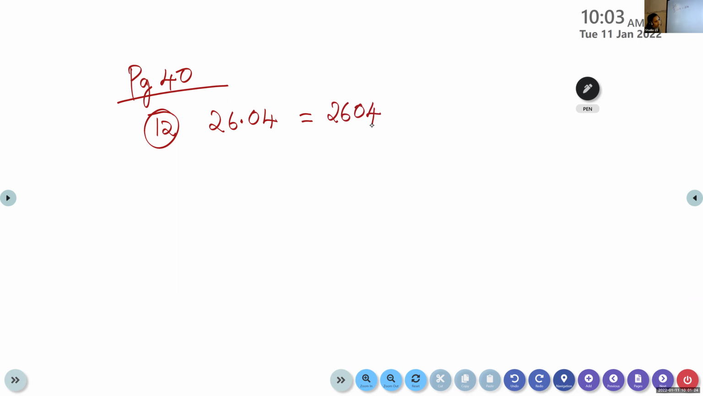So children, here the question. All of you, please take page number 40. Page number 40, we are doing question number 12. Ma'am, I already completed. Those who have completed, please check. So it is 26.04. That is what we learned today. We have to convert this into a fraction. So write the number without decimal point. That is the first step.